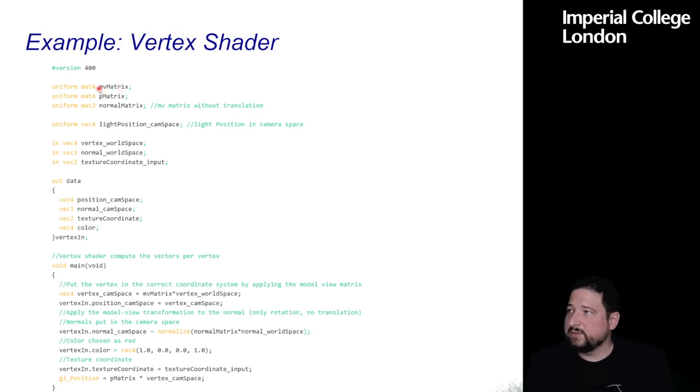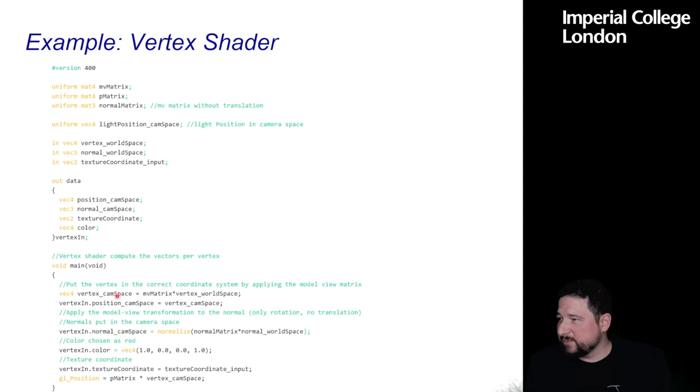You have to do your model view projection transformations in the shader. So this is the model view matrix. This is a projection matrix. This is the normal matrix. This is basically just a model view matrix without the translation components as a mat3. It's just used for transforming normal vectors. Okay, and then position is just projection matrix times the transformed vertex in camera space.